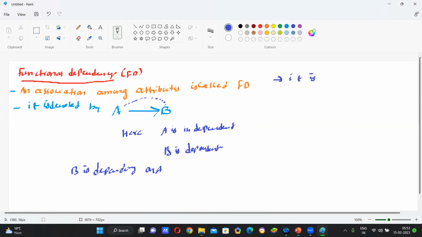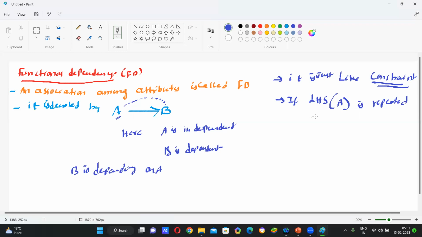It is just like a constraint. What is the constraint, what is the condition here? Suppose the left hand side, which is A, is repeated, we must repeat the right hand side, that is B. It is just like a constraint. If left hand side attribute values are repeated, we must repeat right hand side values.